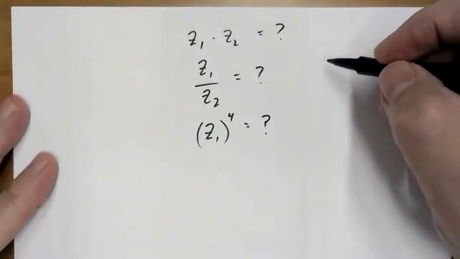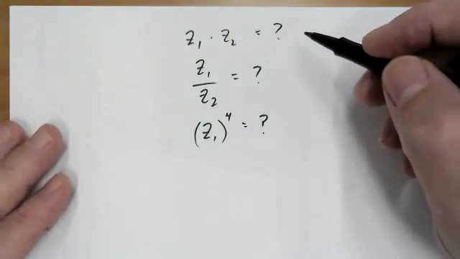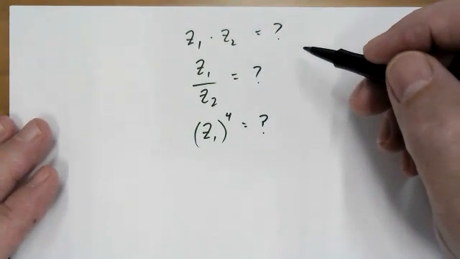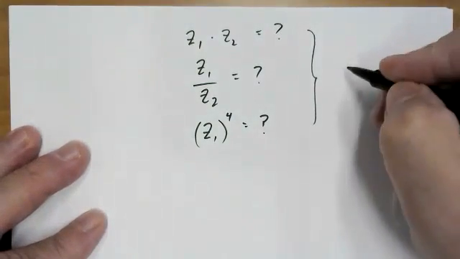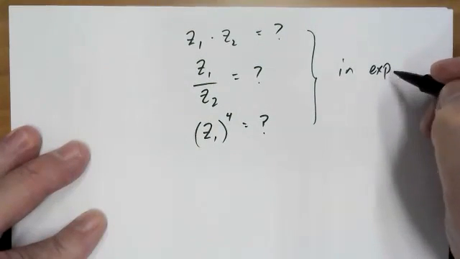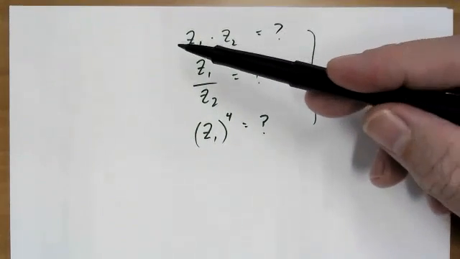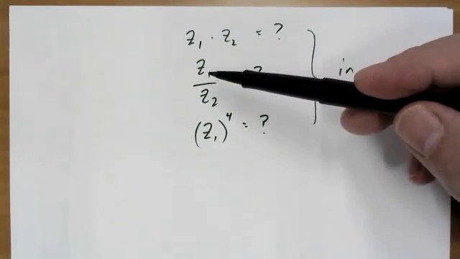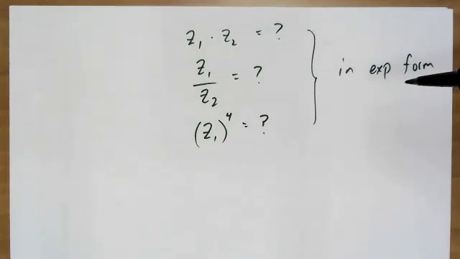However, now these operations become actually pretty easy, very straightforward, if anytime you have two complex numbers you want to multiply or divide, or if you want to take a complex number and raise it to an exponent, if the complex number is in the exponential form, it becomes an easy and straightforward problem.